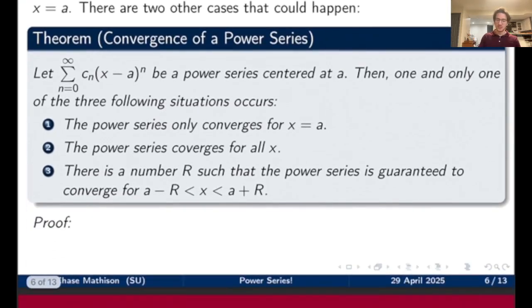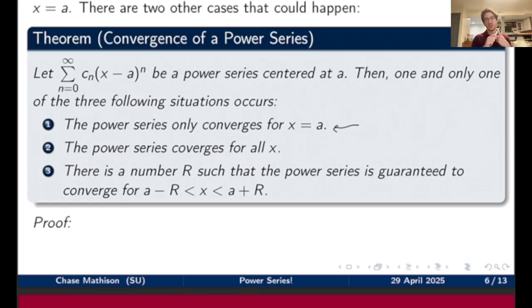So in the worst case, this is kind of the worst possible scenario, the power series will still converge for x equals a. Sort of the opposite end of that is the best case, that the power series converges no matter what x is. And there are a lot of really nice functions that have this property, that the power series centered at x equals a converges no matter what x is.